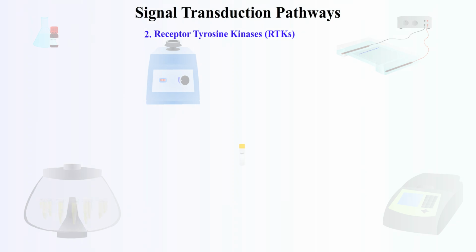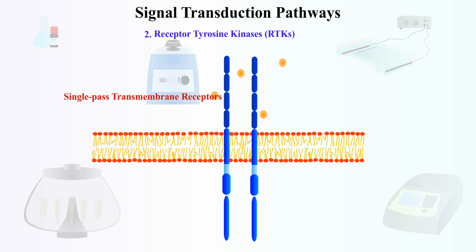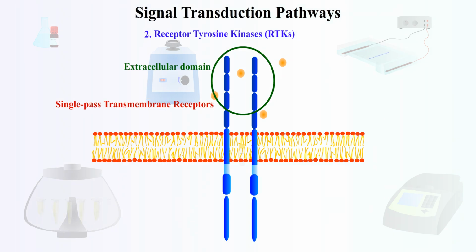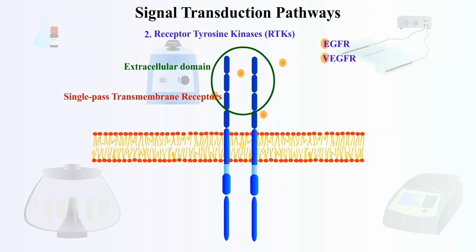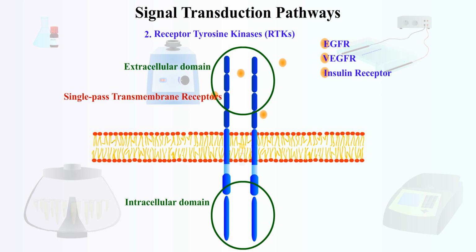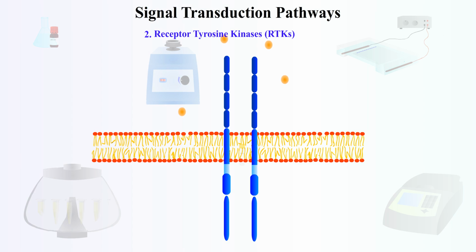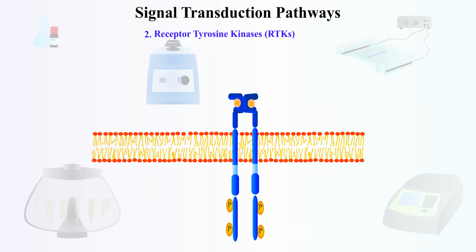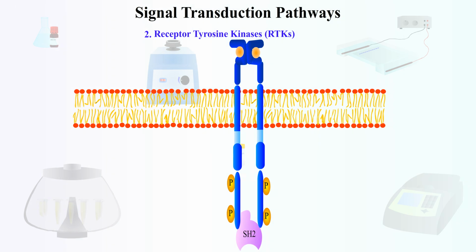2. Receptor tyrosine kinases. RTKs are single-pass transmembrane receptors with an extracellular domain that binds ligands such as growth factors, for example, EGFR, VEGFR, and the insulin receptor, while the intracellular tyrosine kinase domain will catalyze phosphorylation. The binding of ligand to the extracellular domain of the RTK will trigger dimerisation. Dimerisation activates the kinase domain, which phosphorylates tyrosine residues on the receptor itself. These phosphotyrosines act as docking sites for downstream signaling proteins with SH2 or PTB domains.